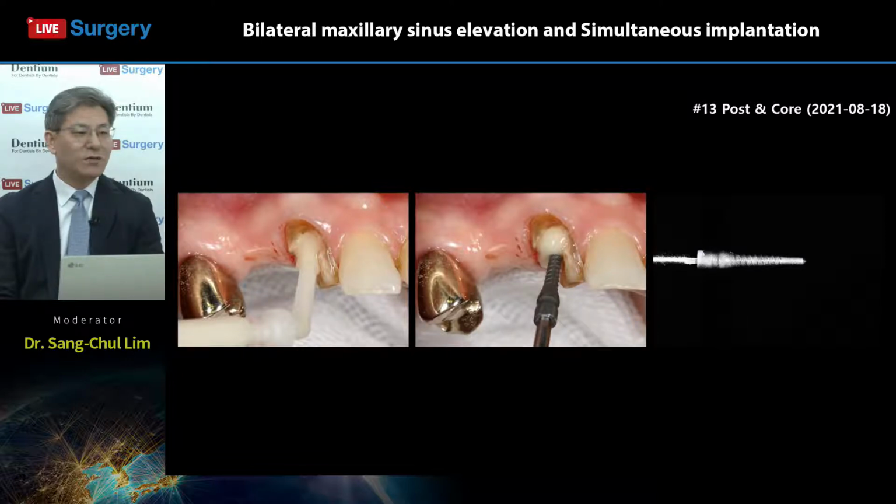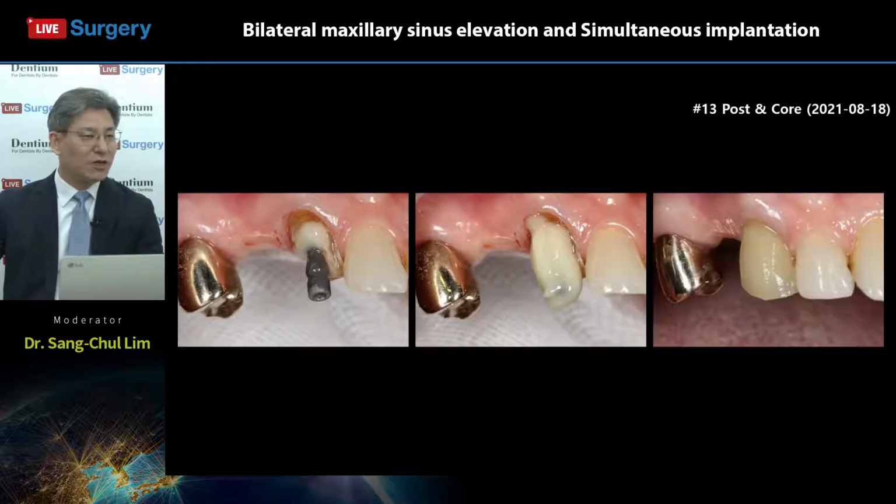But this titanium post and core is an easy application. Higher retention gave us very easy application and higher holding properties. And also, it is a very simple method to apply. As you can see, after endodontic treatment, a small preparation is made for this post, then resin cement with the post, and that's it. That gave us a very convenient situation for making the crown reconstruction, as you can see.